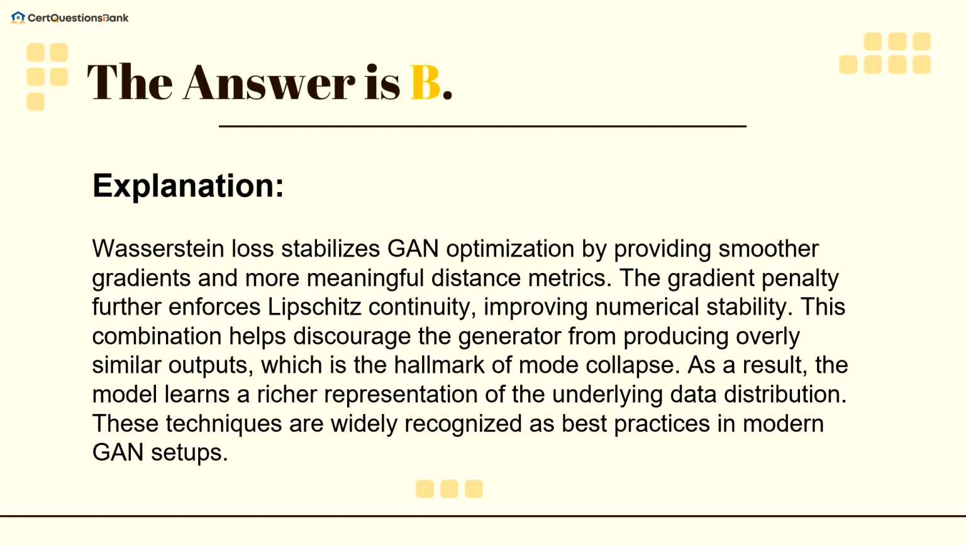The answer is B. Wasserstein loss stabilizes GAN optimization by providing smoother gradients and more meaningful distance metrics. The gradient penalty further enforces Lipschitz continuity, improving numerical stability. This combination helps discourage the generator from producing overly similar outputs, which is the hallmark of mode collapse. As a result, the model learns a richer representation of the underlying data distribution. These techniques are widely recognized as best practices in modern GAN setups.